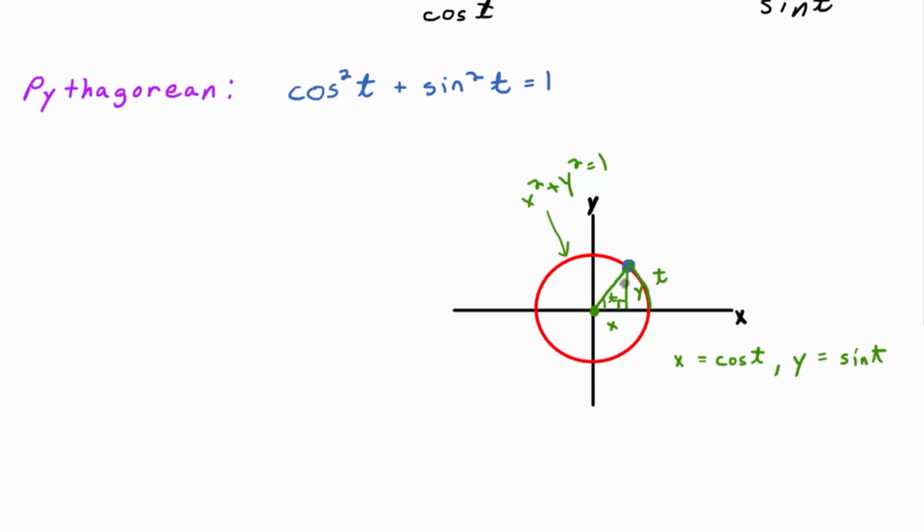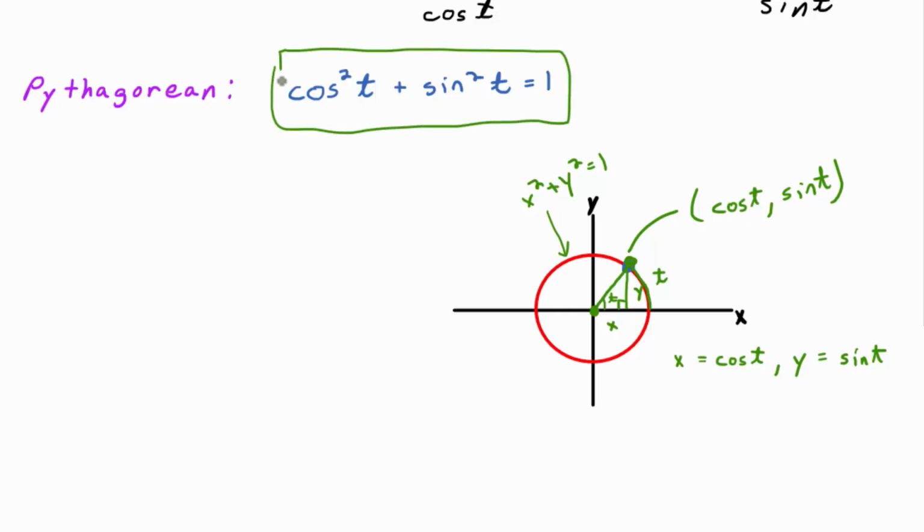Sine of t. This is a huge idea, you guys. This point, any point on the unit circle, can be represented with the coordinates cosine t, sine of t. X equals cosine of t, y equals sine of t, in other words. What happens when you plug those values into this formula for the unit circle? You get the Pythagorean identity. That's where it comes from.